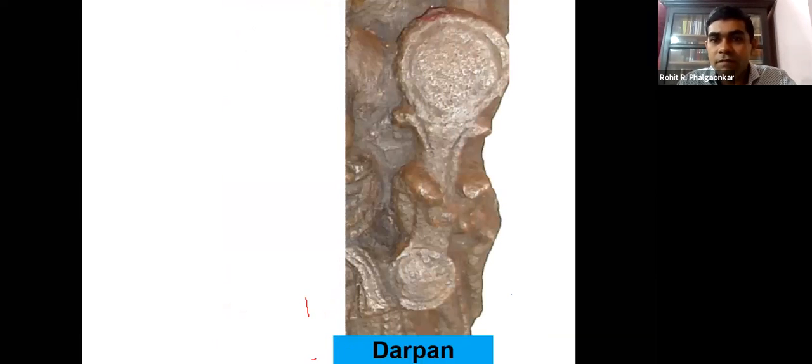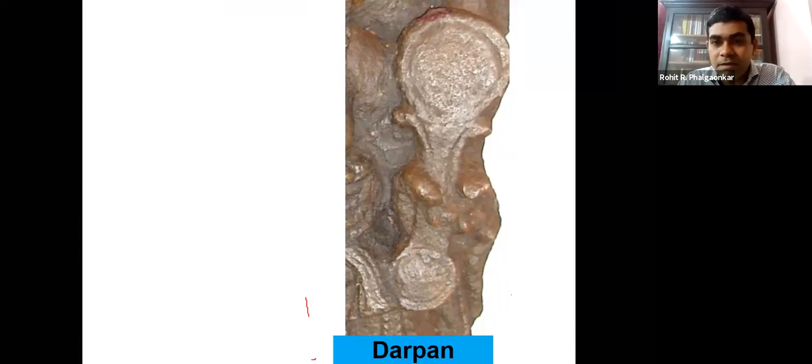You have the Darpan or the mirror. Now let me make a mention here that all these are found in the hands of the sculptures which are found in Goa. A Darpan or the mirror is basically an attribute which is seen in the hands of Parvati, or even in the case of Lakshmi, because this mirror or a darpan is supposed to be a bhog vastu or an element which is supposed to be used for comfort.